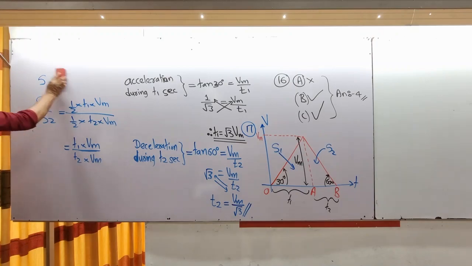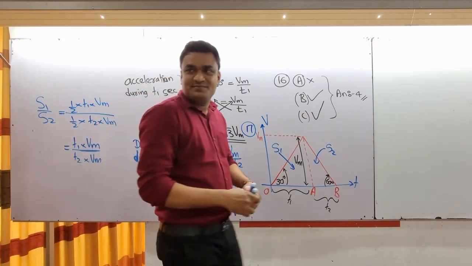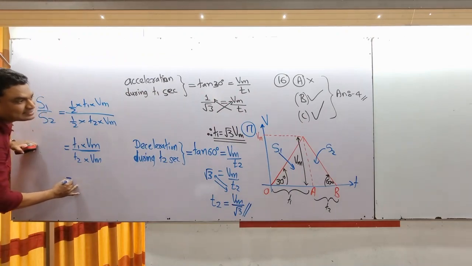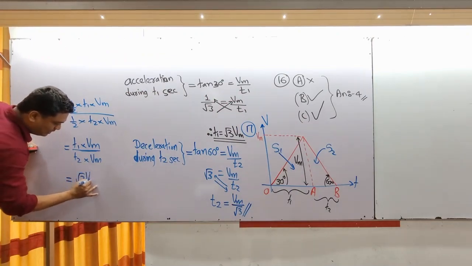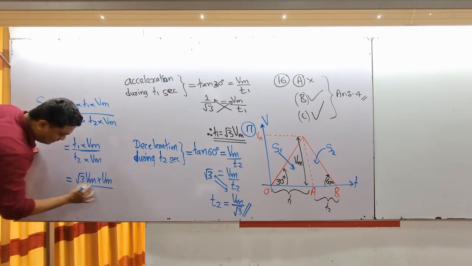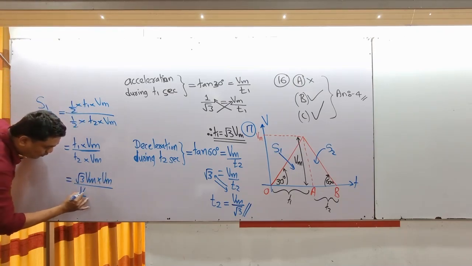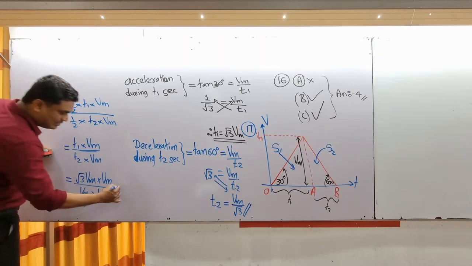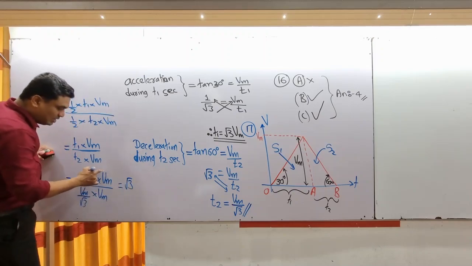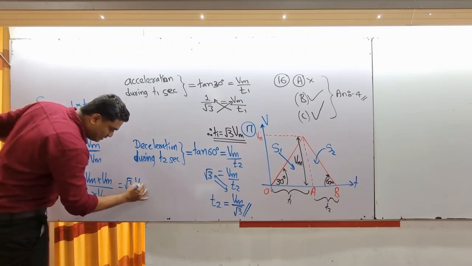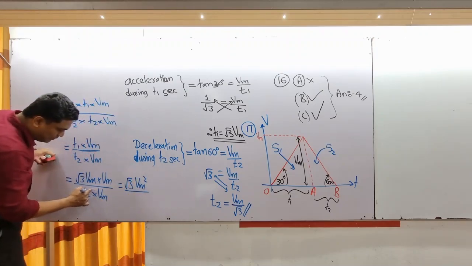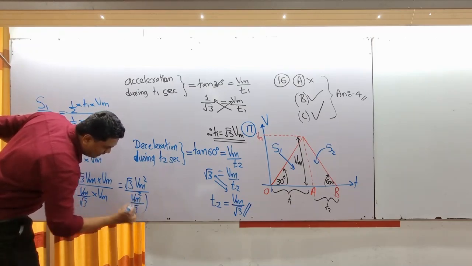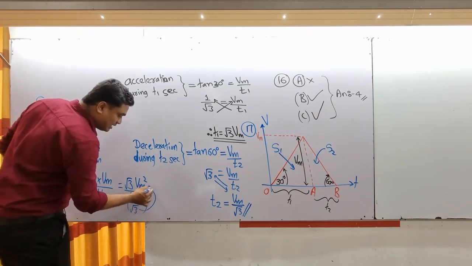So what's the final answer? T1 is root 3 times Vm into Vm. T2 is Vm over root 3 into Vm. So this is square root 3 Vm into Vm, Vm squared, divided by Vm into Vm, Vm squared, divided by root 3. I think you know this simple maths. This root 3 can be taken up.